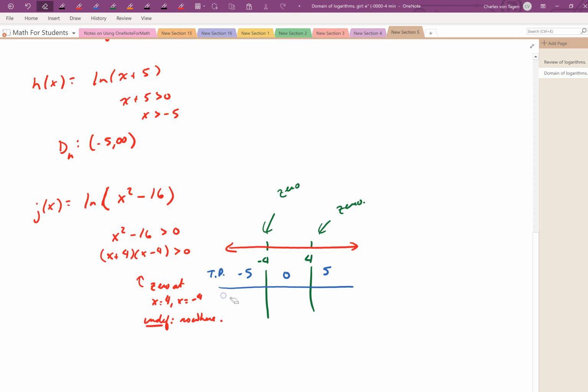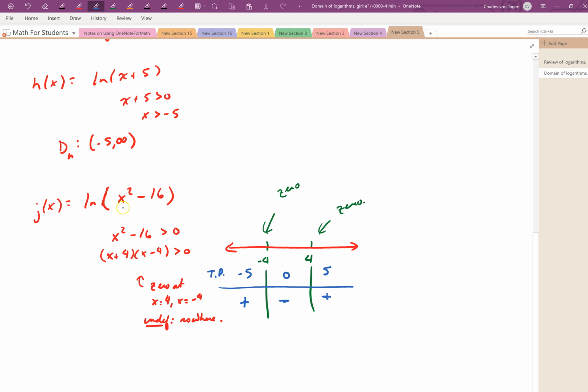So what do we find? Well, if we plug in negative 5, this quantity right here is negative, this quantity right here is negative, and the product of the two negatives is a positive. And if we plug in 0, this quantity is positive, this quantity is negative, so the product of the two is negative. And if we plug in 5, positive and positive, their product is positive.